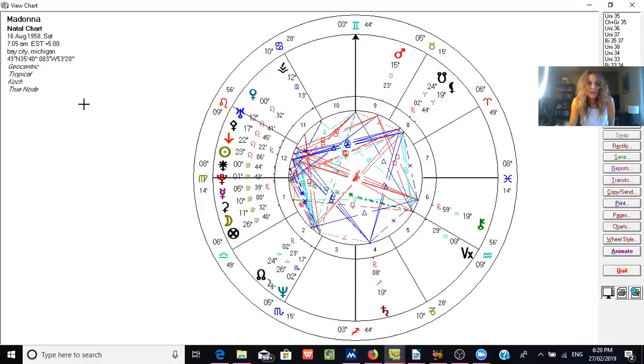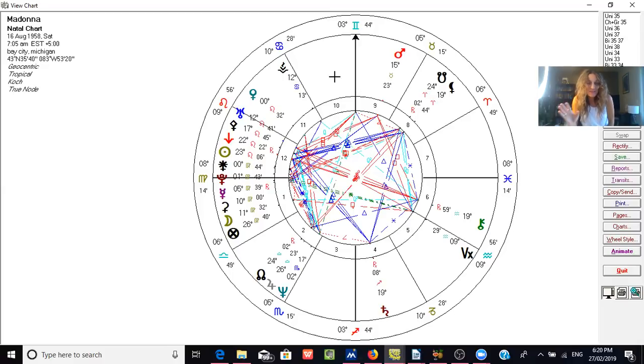Okay, now I'm using the Koch house system. You can use a different house system if you like. It's entirely up to you, but this is the house system that I'm currently working with and have been working with for some time. Okay, so if you look at Madonna's 11th house, you can see that Cancer is on the 11th house cusp. Okay, so now you look at her 10th house, empty.